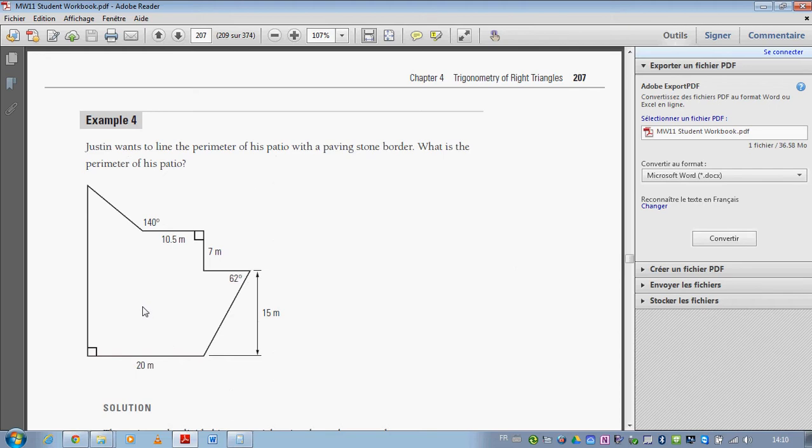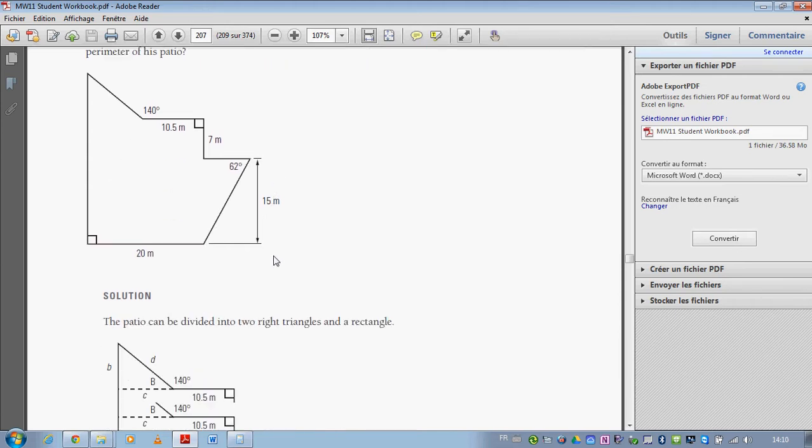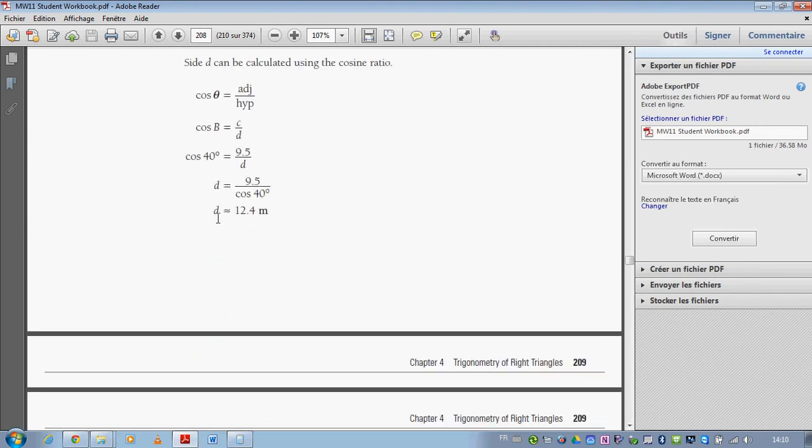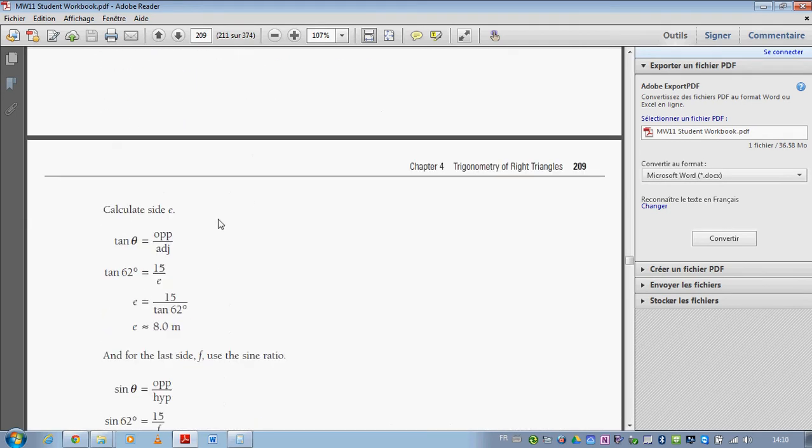Okay. Moving on to example 4, it's asking us, Justin wants to line the perimeter of his patio with a paving stone border. What is the perimeter of his patio? So this is really just using logic and reasoning. You can figure out each one of these sides. I'm going to talk you through this. I'm not going to actually do it, otherwise that's going to take too long. You can take a look at the solution in your workbook, though, to see how to go about doing that.